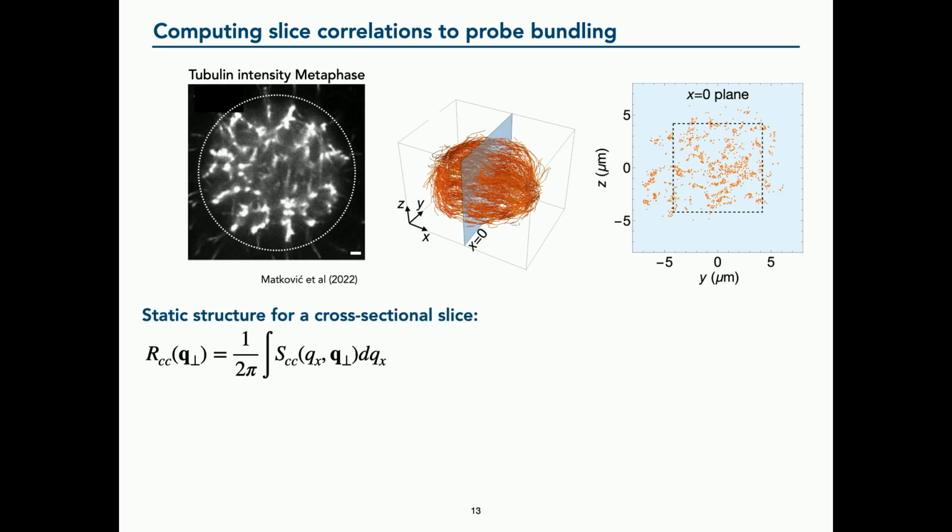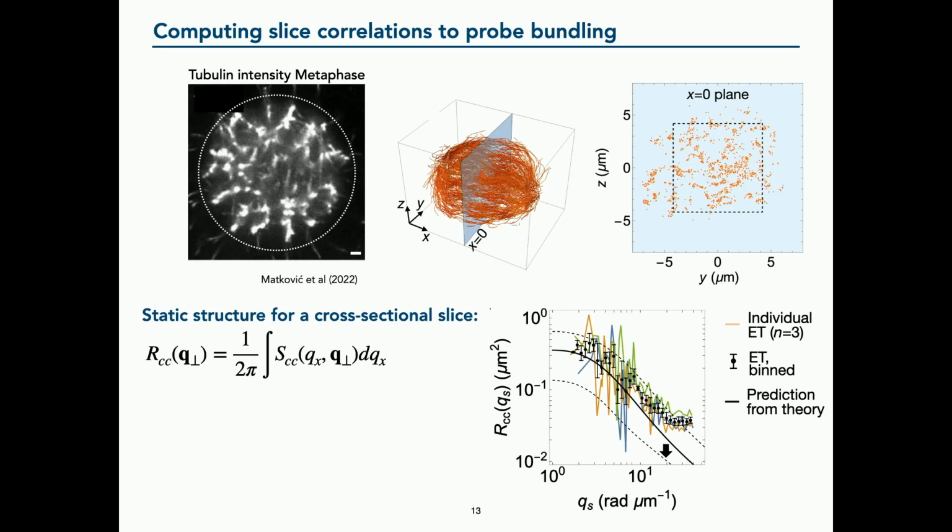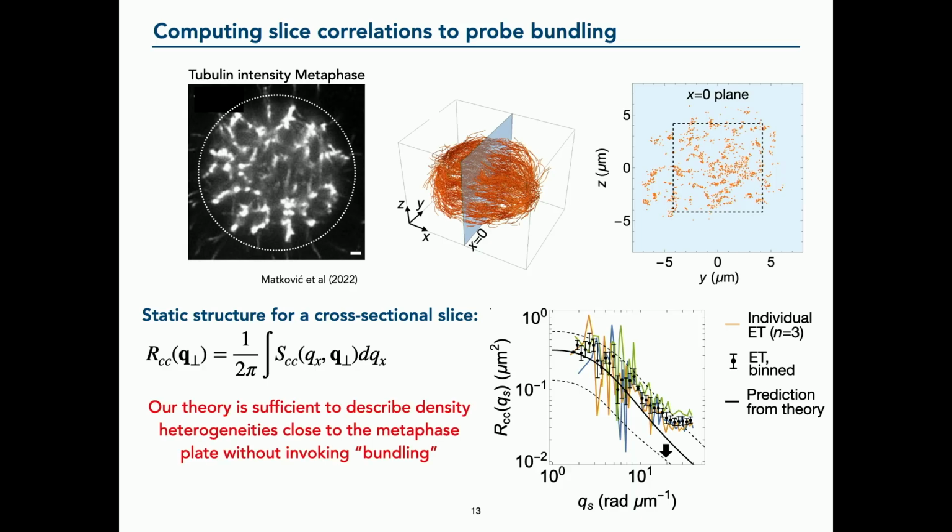And again, we can do the mathematics there. And what you see is that without any parameter tuning, you can explain all the density inhomogeneities along a cross-section of a spindle, right? So this also gives us a validation for the theory, that it is sufficient to explain both the density and orientation fluctuations in the spindle.